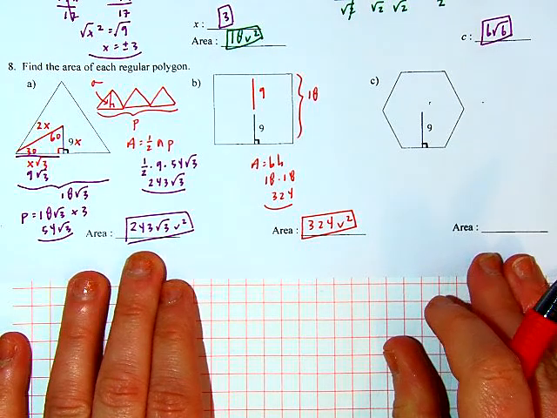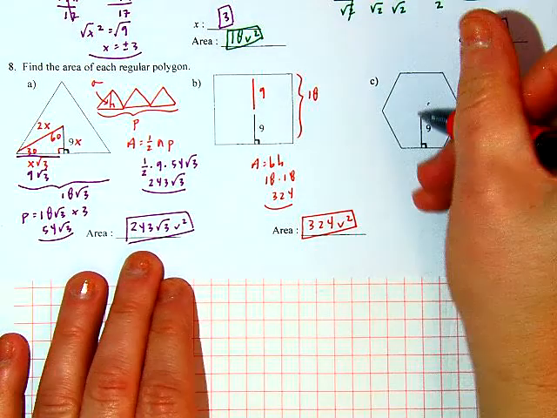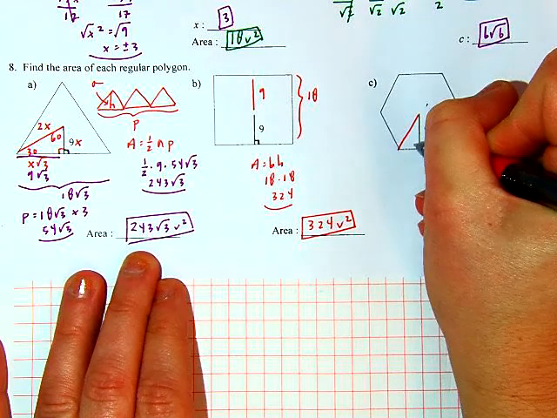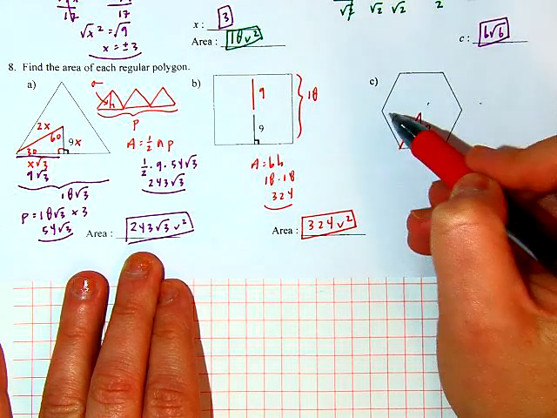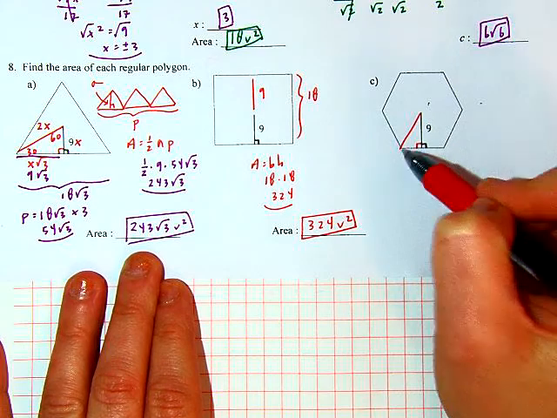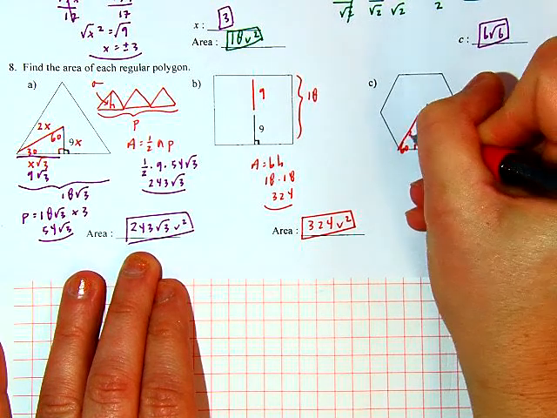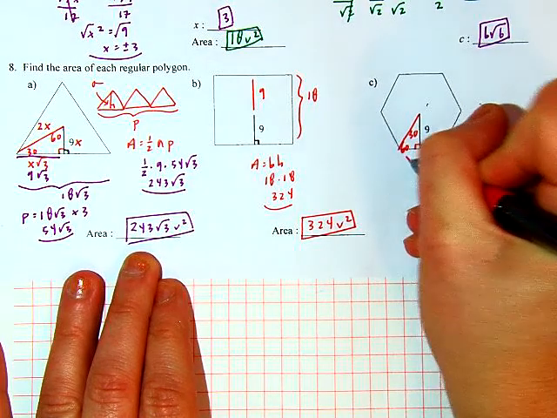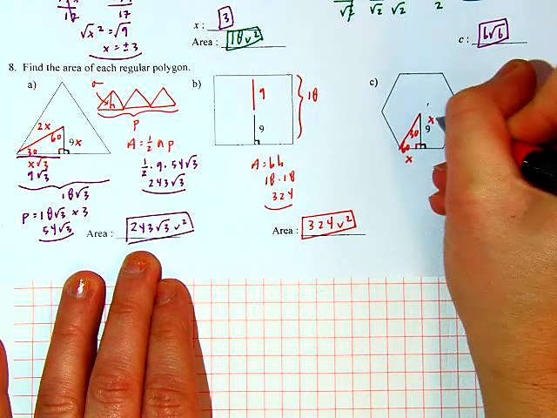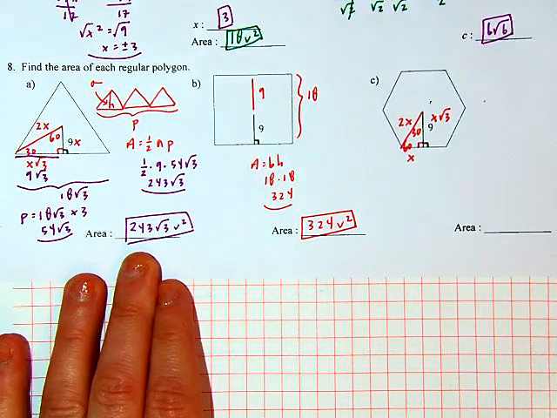All right, and then lastly, here we're looking at the regular hexagon. So I'm going to draw in my radius right there. Okay, I'm going to mark my angles. So again, here all of these angles are 120 to start. So if I bisect this one, I have a 60 here and a 30 here. Opposite the 30 is x, opposite the 60 is x root 3, and opposite the 90 is 2x.